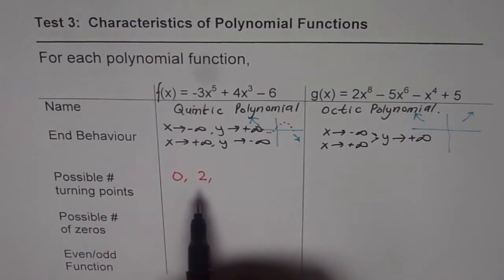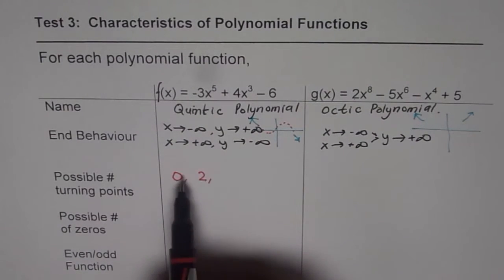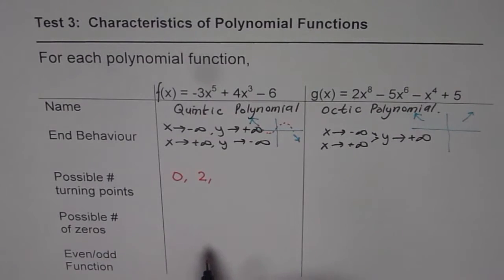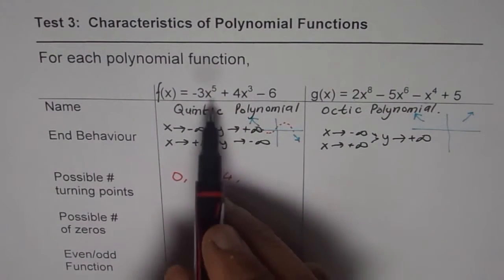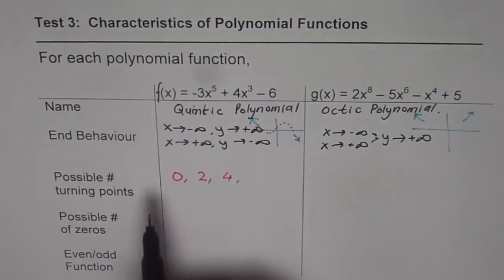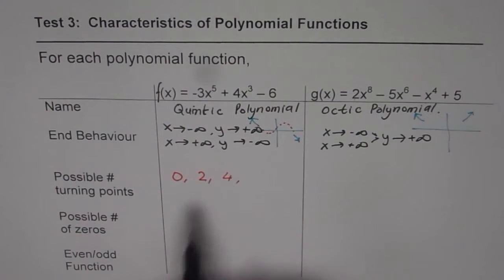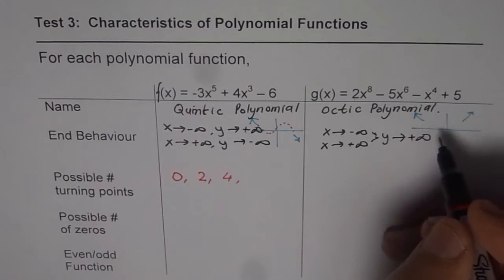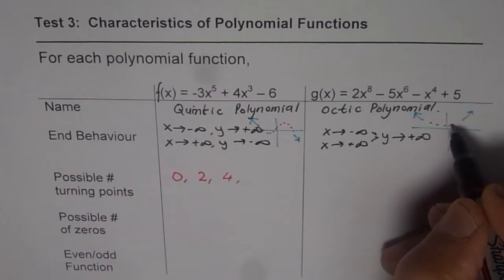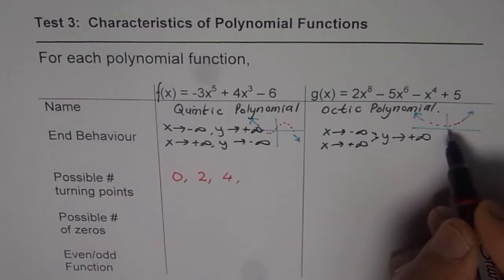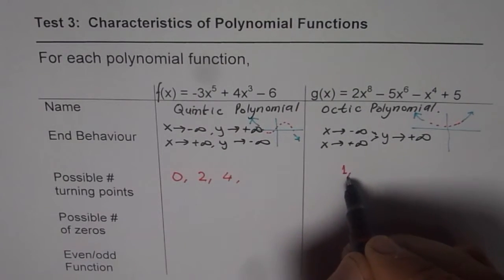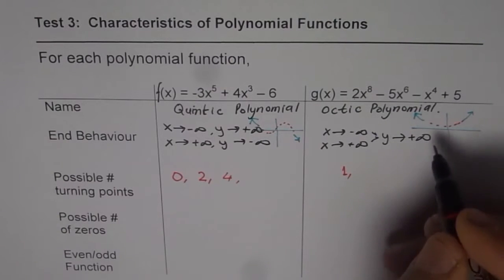So you'll notice that an odd degree function will have an even number of turning points, and the maximum number of points at which it can turn is 1 less than the degree. So that gives us 0, 2, and 4. Now this is an even degree function, so it could go without turning, correct? It has to turn, so it could go with one turning. So one is the least number of turning points.